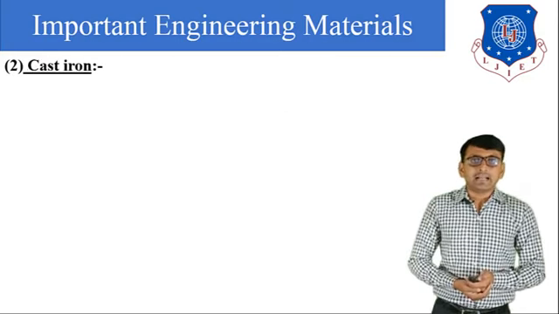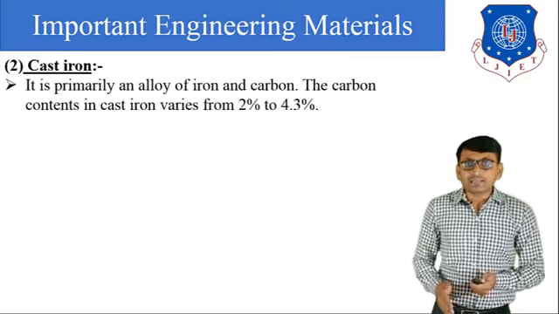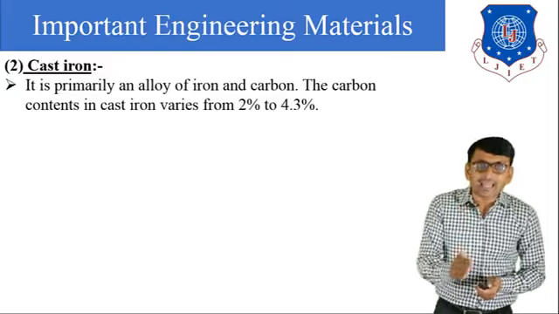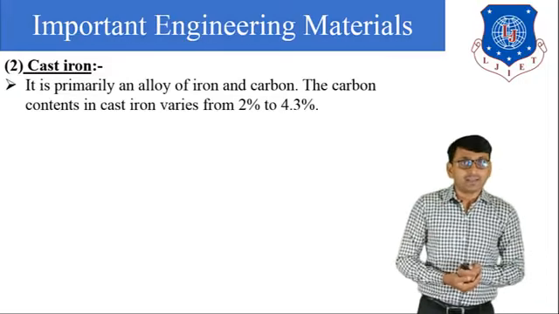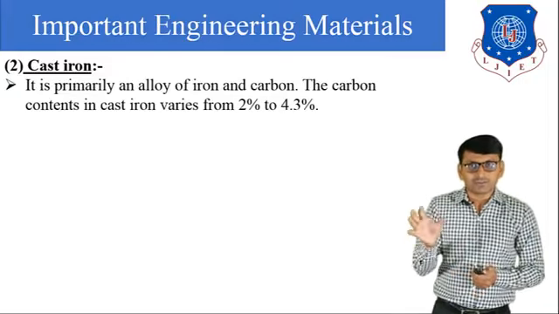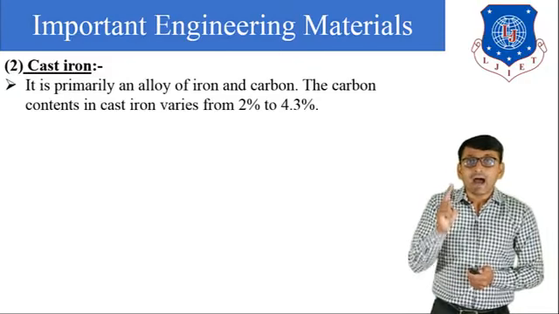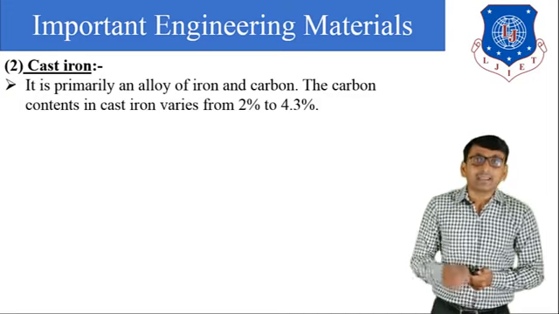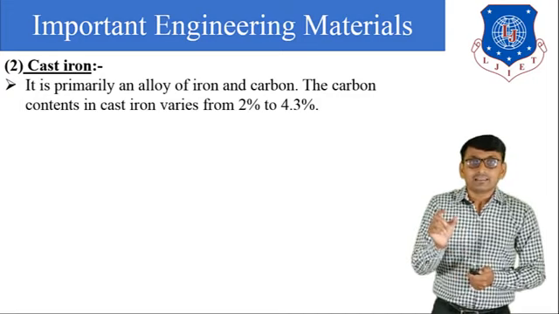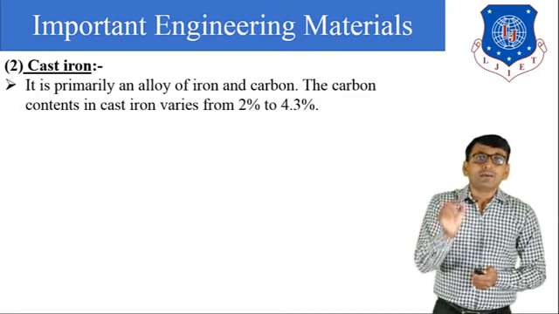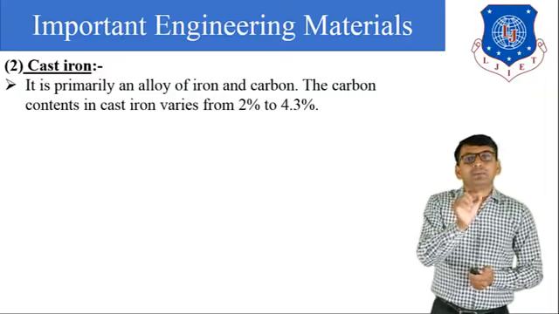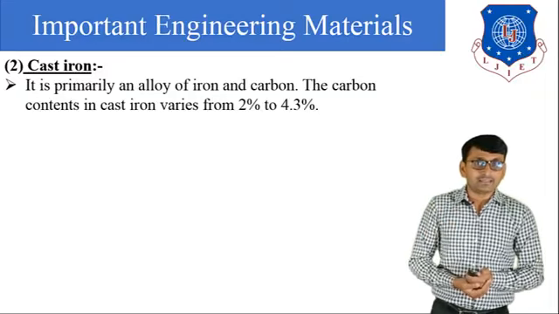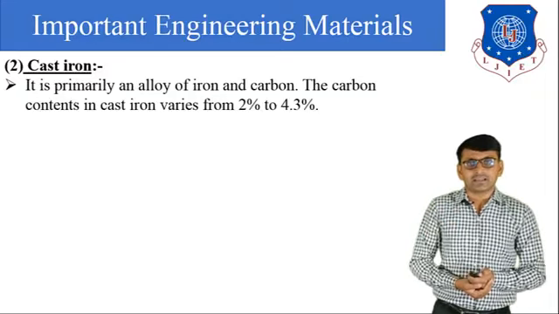Now the next one, cast iron. It is an alloy of iron and carbon, where alloy means mixture. The carbon content in cast iron varies from 2 to 4.3 percent. This is the carbon content in cast iron.